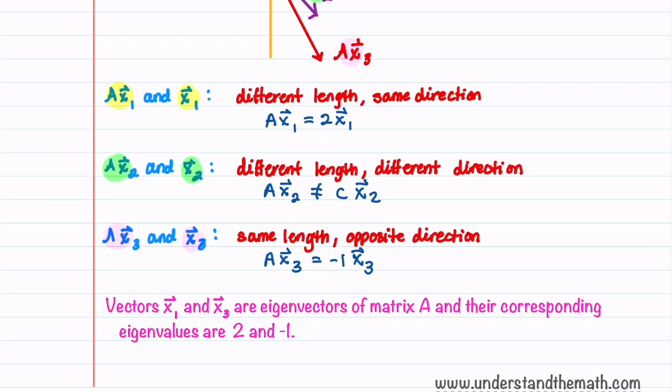Since Ax1 is a multiple of x1 and Ax3 is a multiple of x3, vectors x1 and x3 are called eigenvectors of matrix A, and their corresponding eigenvalues are 2 and minus 1.